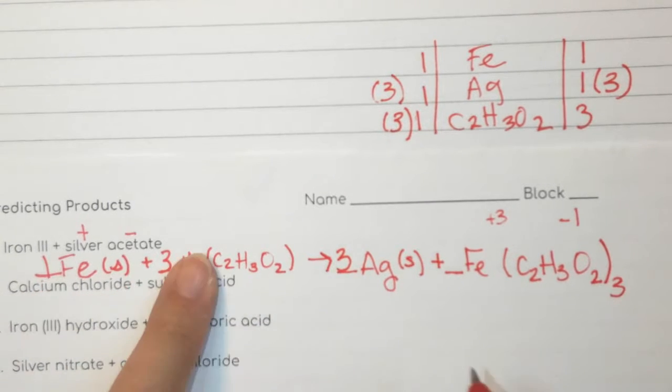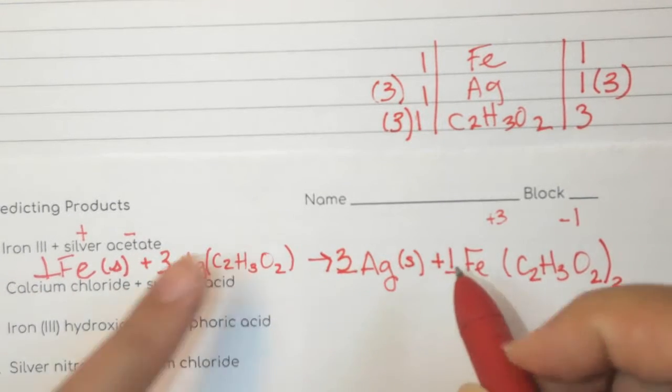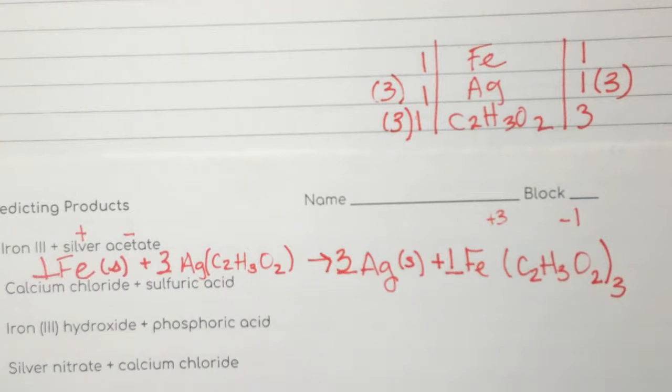So I have a 1 to 3 to 3 to 1 ratio, or if you flip these, it's a 1 to 3 to 1 to 3 ratio. On your test, I will look at whatever order you put it in as long as you have the correct products and the correct reactants. Okay? Questions over number 1.